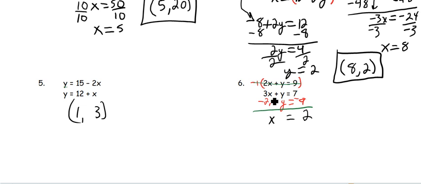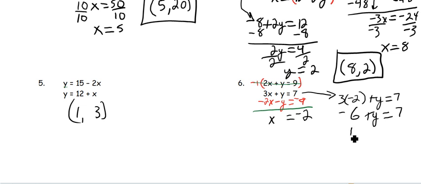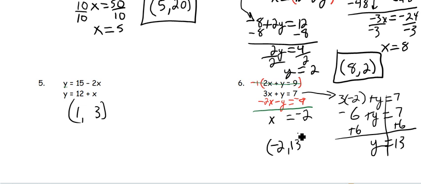Now I can plug that into one of these other equations. I'll plug it into here. 3 times -2 plus y equals 7. -6 plus y equals 7. Add my 6. Y equals 13. My answer then is -2 and 13.